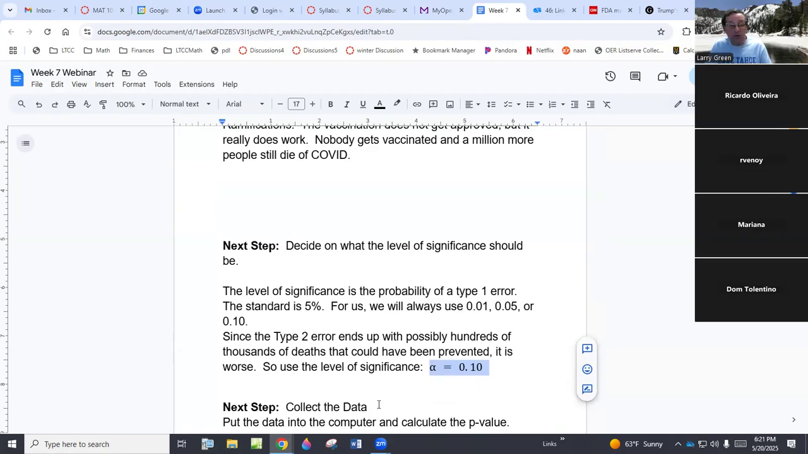Next step turns out in the real world is the hardest step there is, and that is collect your data. Okay, so, in this case, you can't just give 10 people shots. That's not a big enough sample size. They actually gave 40,000 shots because they really wanted to make sure that their data was good. That 40,000 was the sample size.